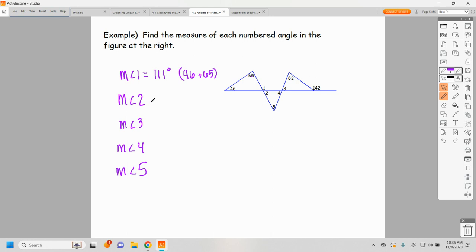Now, angle 2 forms a linear pair with angle 1, which means it's supplementary, which means it adds to 180. If I know that part of that is 111, that means the other one has to be 69 degrees.